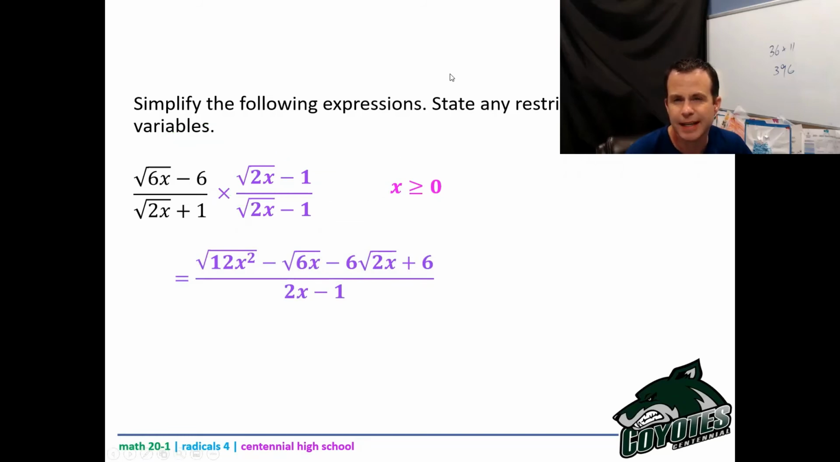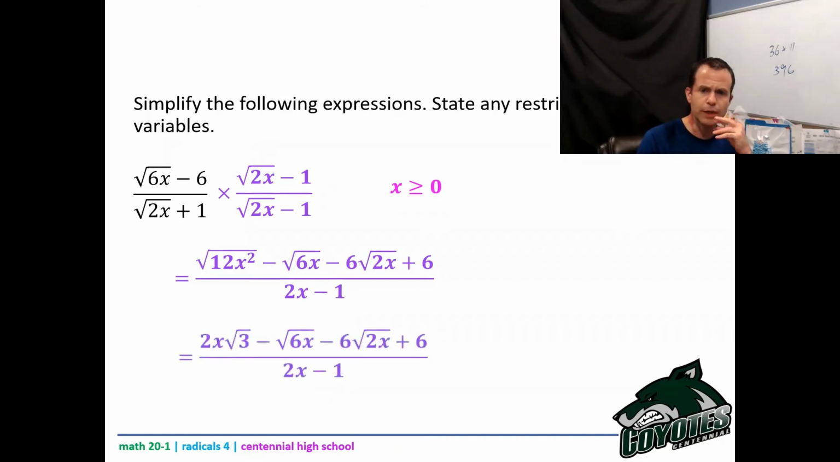Now we want to just see if we can clean anything up. 12x squared, I can bring out 4x squared as a perfect square. My leftover bit would be 3, root 3. So I'm breaking root 12x squared into root 4x squared times root 3. And then I know that the root of 4x squared would be 2x. When I look at the rest of this, there's actually nothing else I can simplify. All the terms up here are in simplest form. I don't have any like terms that I can put together. So this is my answer.